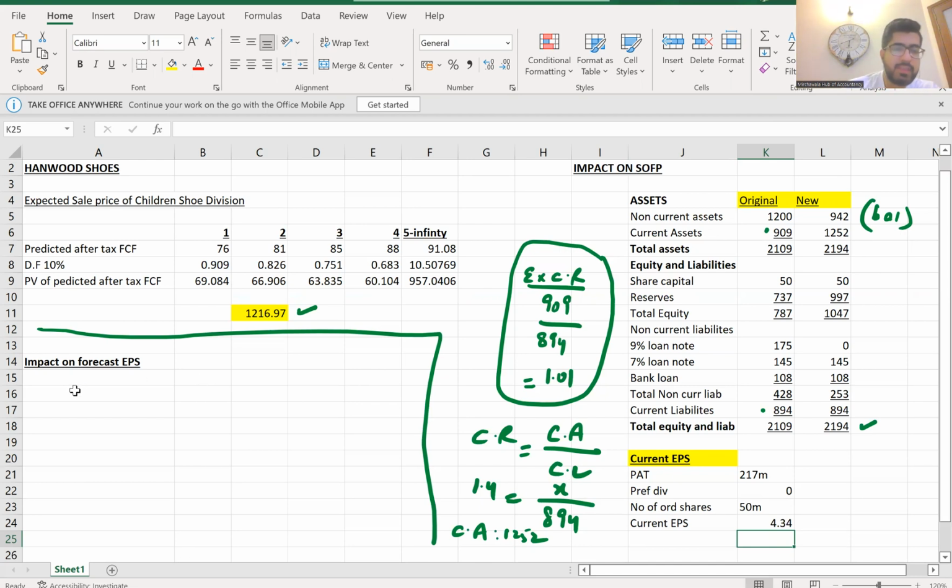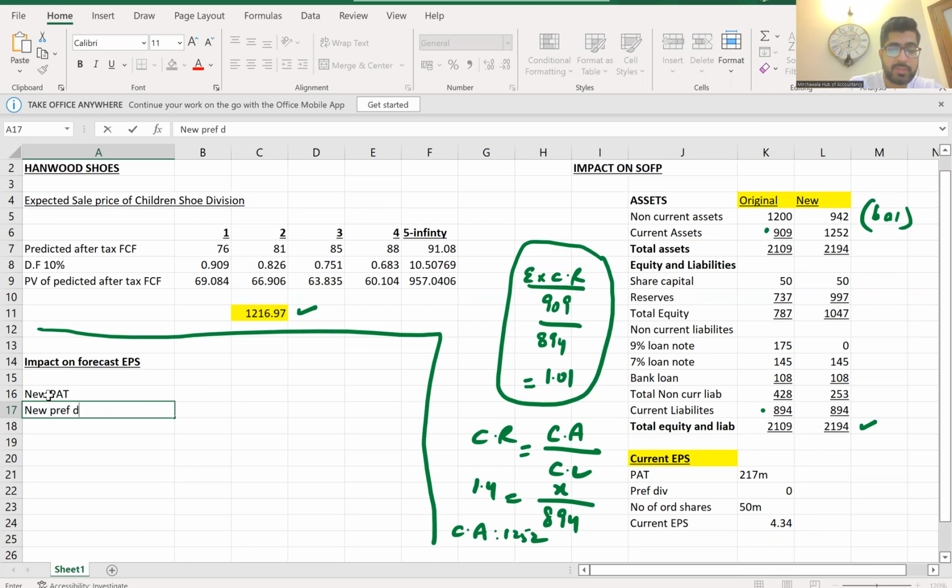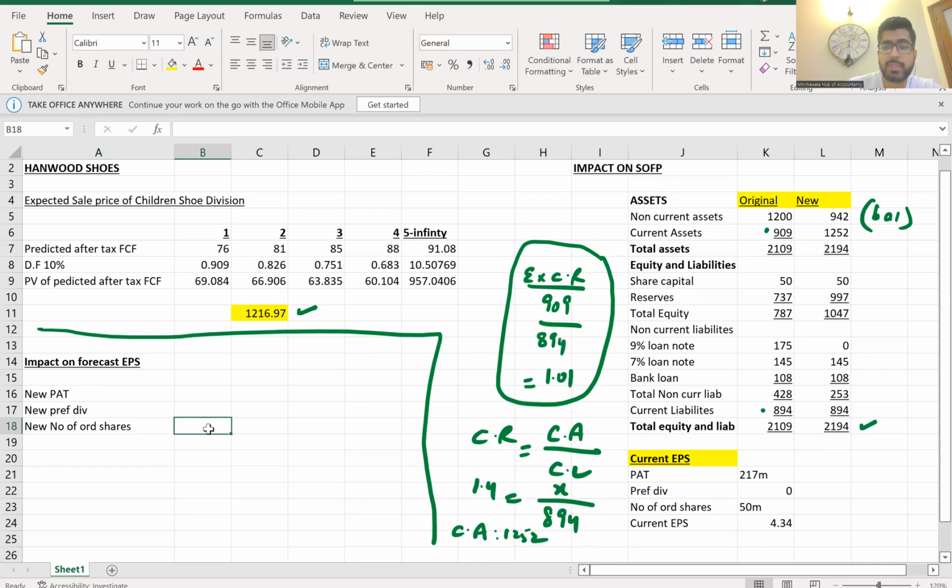Okay. Now, impact on the forecast EPS. If you think about the revised EPS, you need the new PAT, new preference dividend, and new number of ordinary shares. So you can get the impact on forecast EPS, that if you sell the children shoe division, you have the sale price, you have the impact on SOFP and impact on forecast EPS. So what would be the impact on forecast EPS? New EPS will be number of ordinary shares, you're not increasing, same. No preference shares issued, 0.